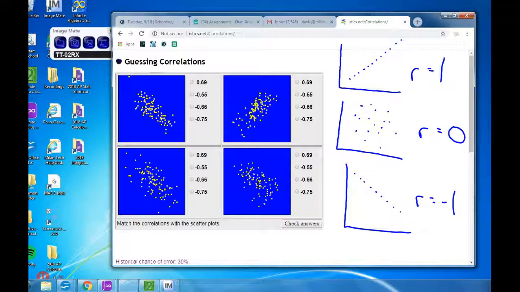So if I look at, look at that, I got bigger. So if I look at these, take a second and see if you can match up these 4 numbers with these 4 graphs.